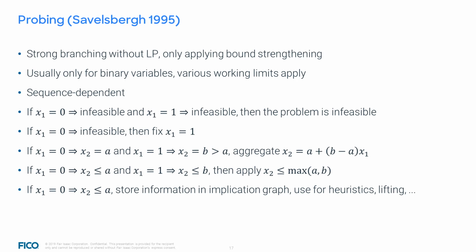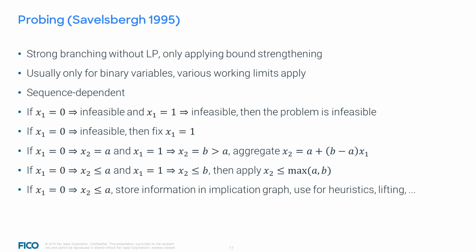In an extreme case, when both x equals 0 and x equals 1 are infeasible, then the whole problem is infeasible. If only one of the probing directions is infeasible, then the variable can be fixed to the opposite bound. If one of the probes implies a certain fixing for a variable, while the other probe implies a fixing to another value or even the same, then we can aggregate this information and present x2 in terms of x1. In this way, when x1 is 0, x2 will be a, and if x1 is 1, it will be b.